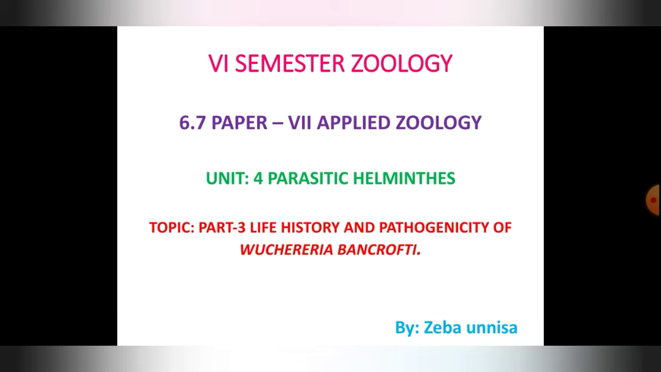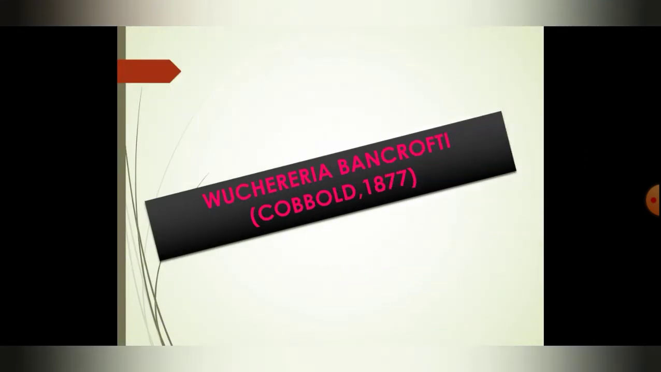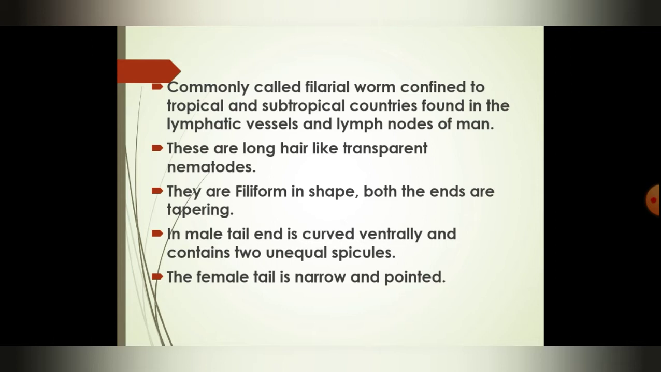Okay, so Unit 4, parasitic helminths, paper 7 applied zoology, 6th semester zoology syllabus. Okay, so here, Wuchereria bancrofti. This was discovered by Cobbold in the year 1877. It is commonly called the filarial worm.